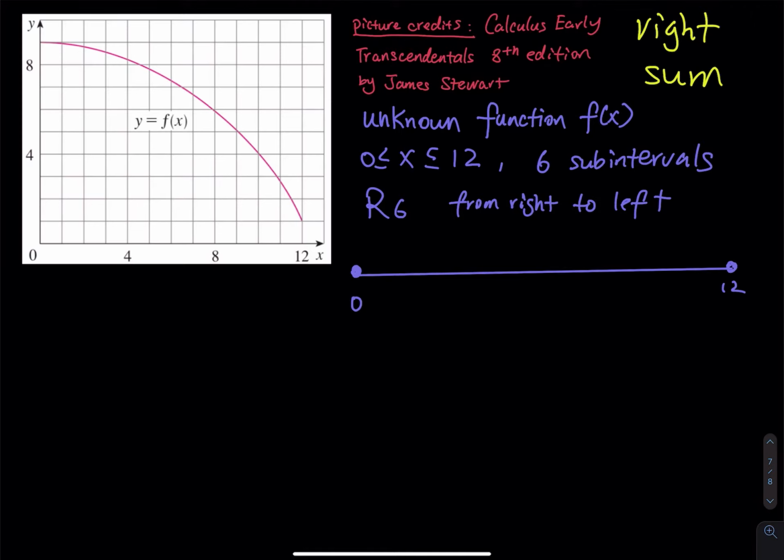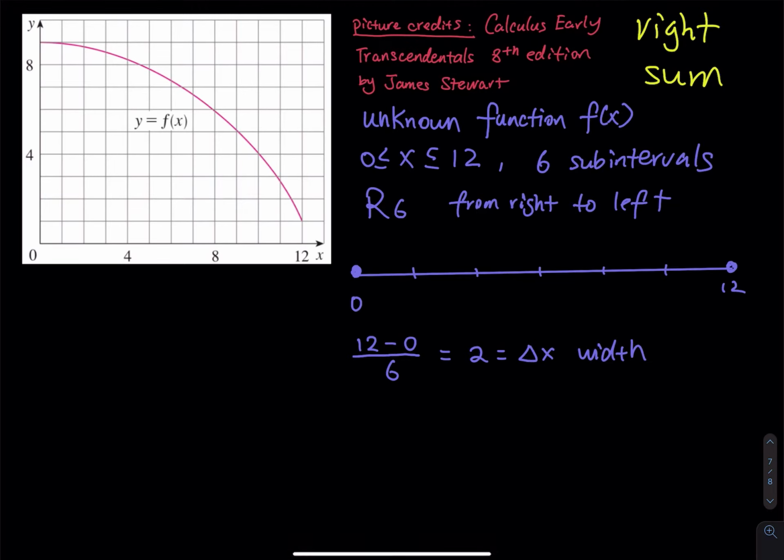So that will be 5 cuts, right? That is 1, 2, 3, 4, 5. We have 5 cuts, 6 intervals. How long is each interval? So the answer is you take the maximum minus minimum and then divide it by 6. That is equal to 2. That is called delta x. Delta x is the width.